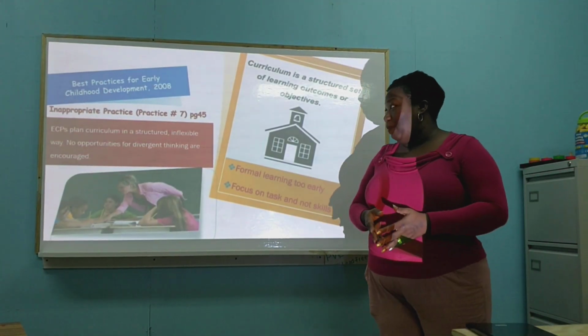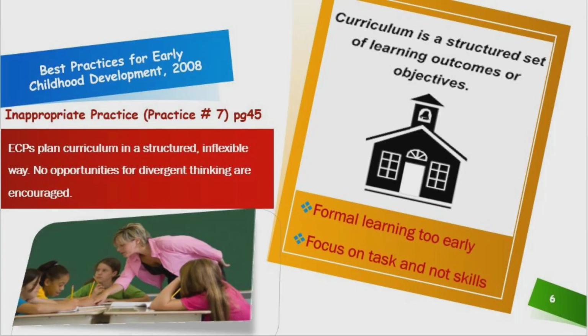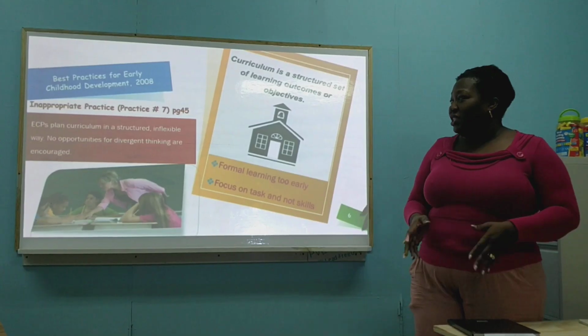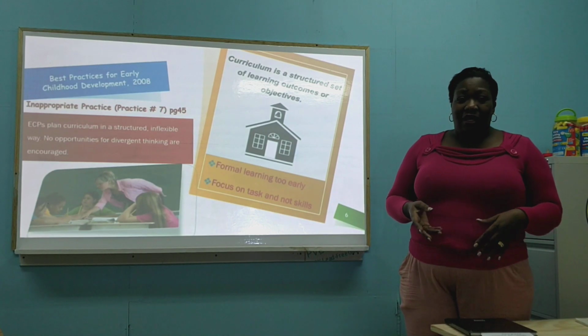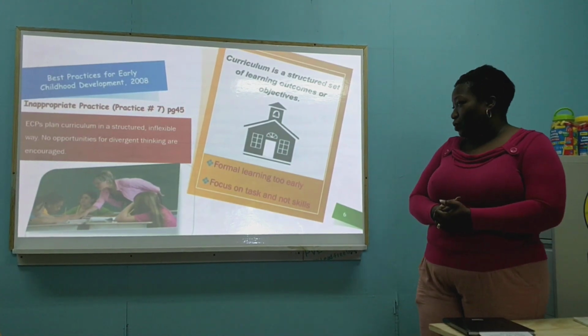Inappropriate practice number 7 says early childhood practitioners plan curriculum in a structured, inflexible way. There are no opportunities for children's own thinking. It's not encouraged in the classroom.